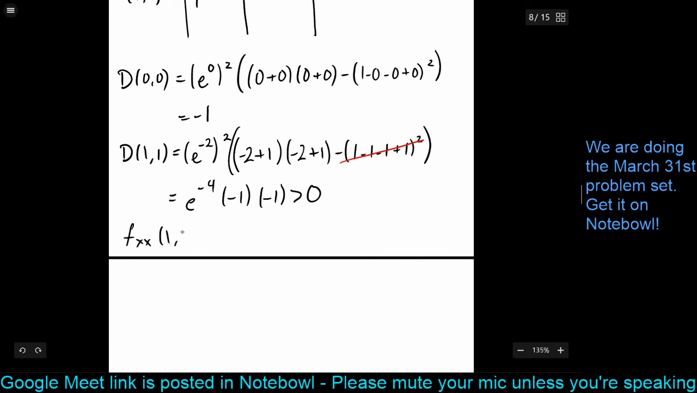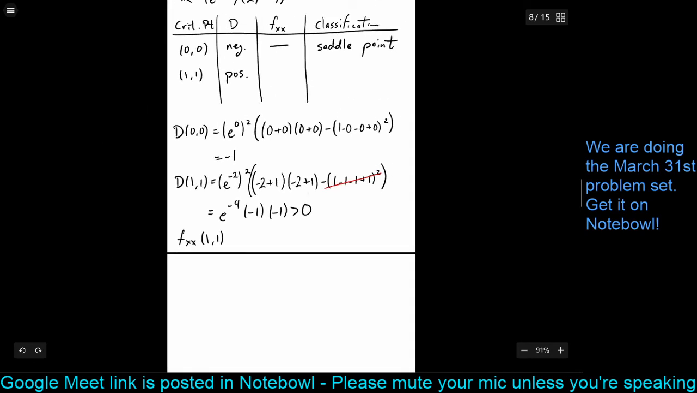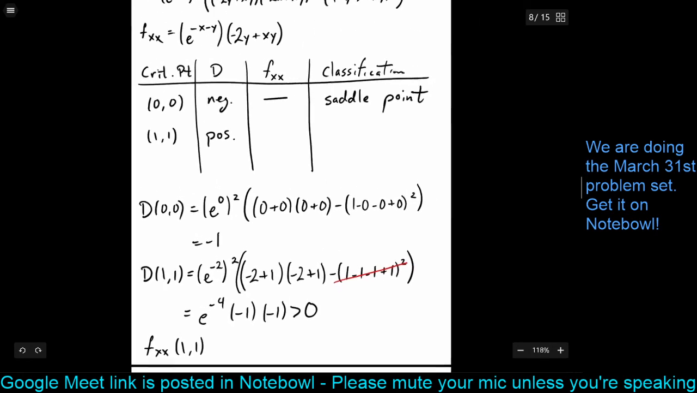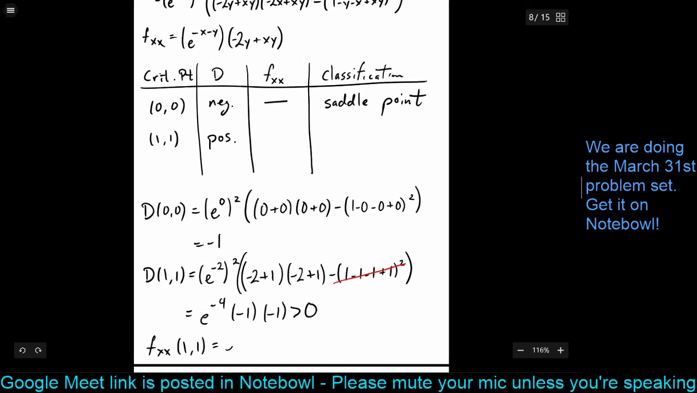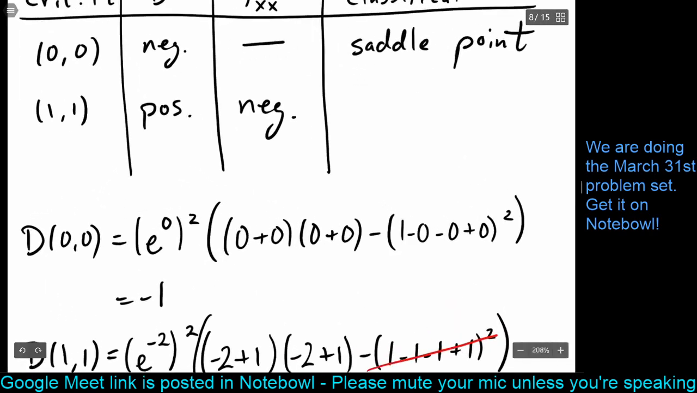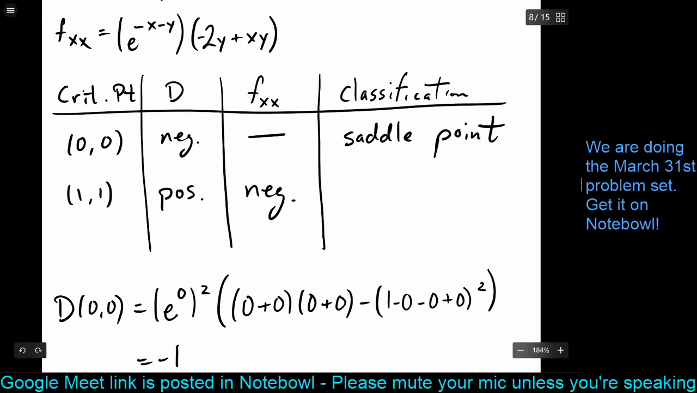Fxx of 1, 1. Let's see, so that is e to the minus 2 times negative 2 plus 1. So e to the minus 2 is positive, 2 minus 1 is negative, so this is overall negative. So we get a negative fxx. And if you remember, a positive D value but a negative fxx value means local maximum.